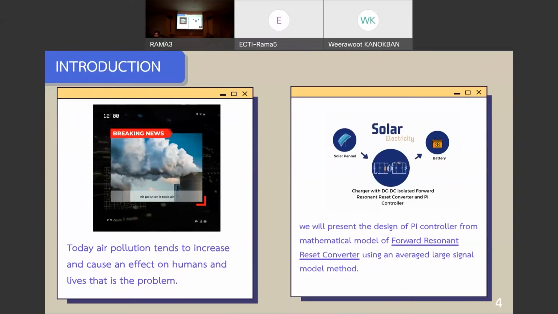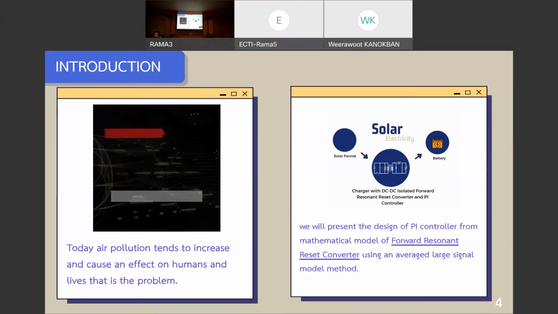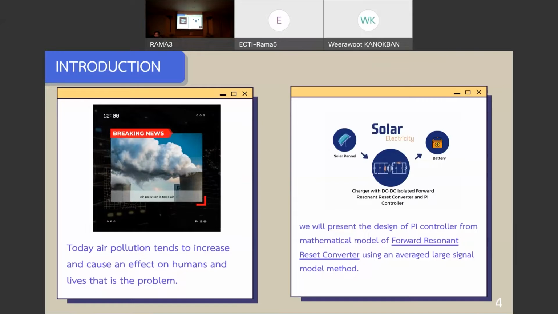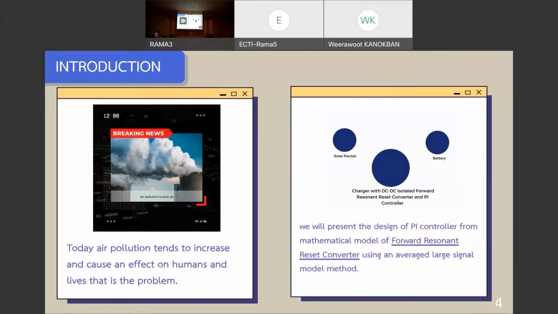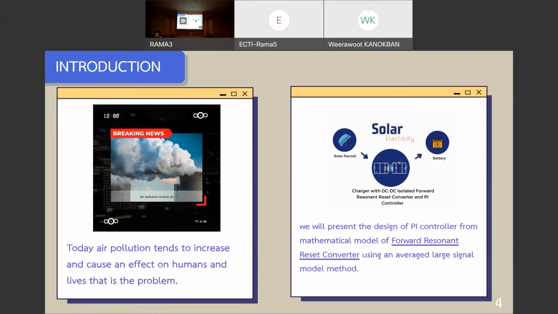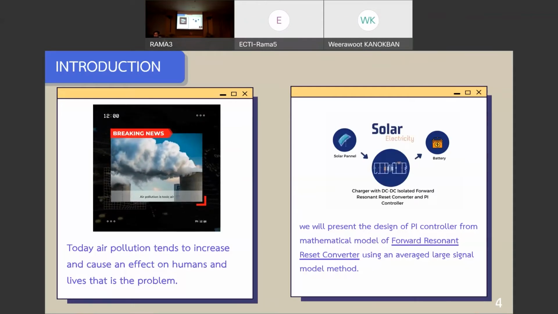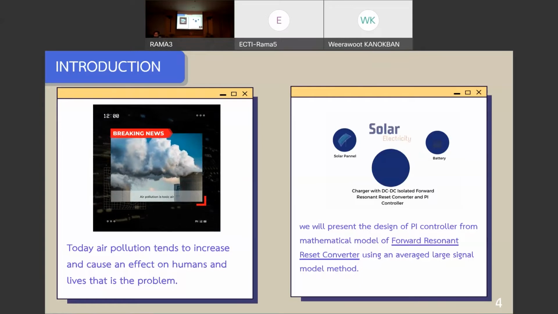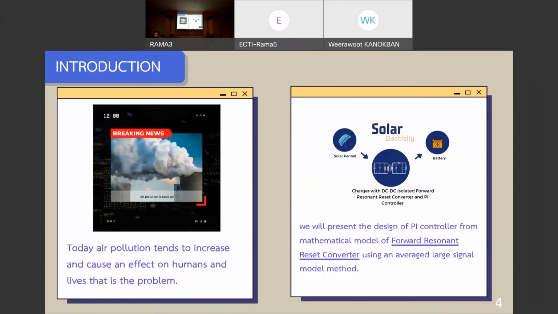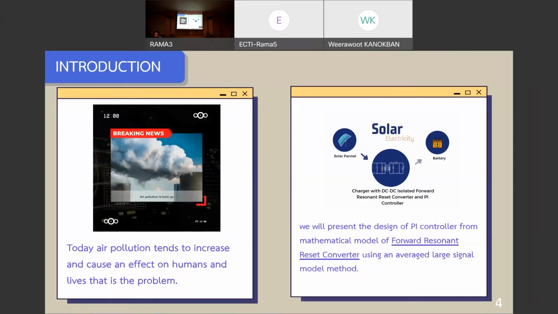To resolve that limitation, generated solar power is stored in the battery, which voltage and current must be optimized for that battery. And to optimize voltage and current for battery, PI controller design is needed. Naturally, the design of controller requires an analysis of the converter. So we will present design of PI controller for mathematical model of forward resonant reset converter using evaluating large signal model method.